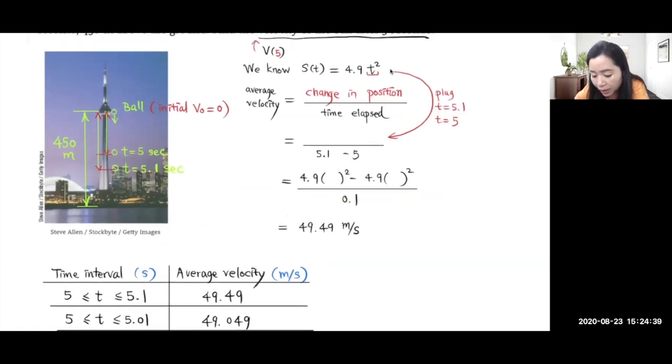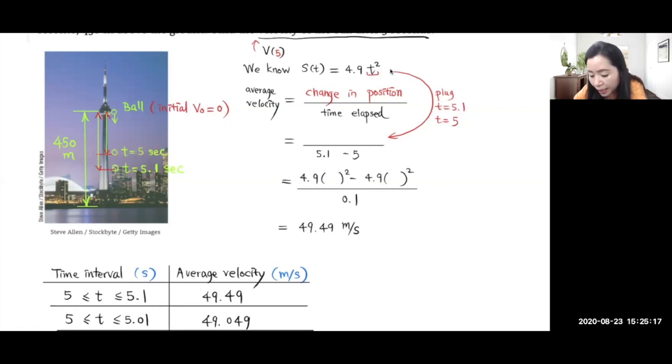Now, how can we find the instantaneous velocity at this moment? Well, we can calculate an average velocity near this moment. So, for example, we can choose the time period from 5 seconds to 5.1 seconds, and calculate the average velocity during this time interval. Then we use that average velocity as an approximation to the instantaneous velocity at 5 seconds.